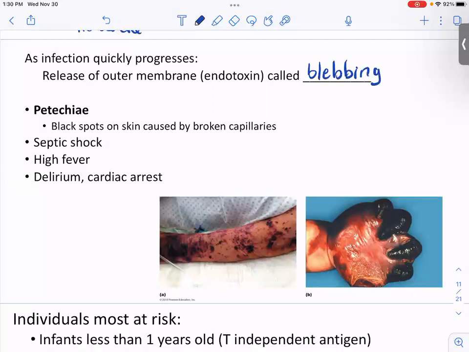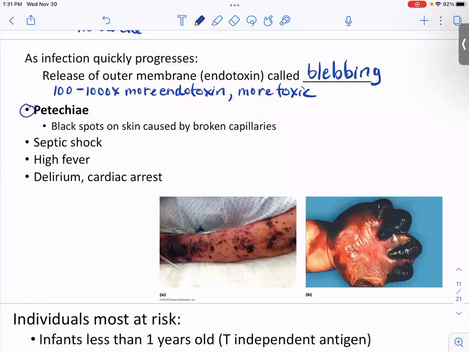Okay, so it's releasing maybe 100 to 1,000 times more endotoxin than a typical gram-negative would, and it's more toxic. So that overwhelming release of endotoxin causes an overwhelming inflammation. Very quickly, within hours of the onset of the infection, patients might see petechiae.